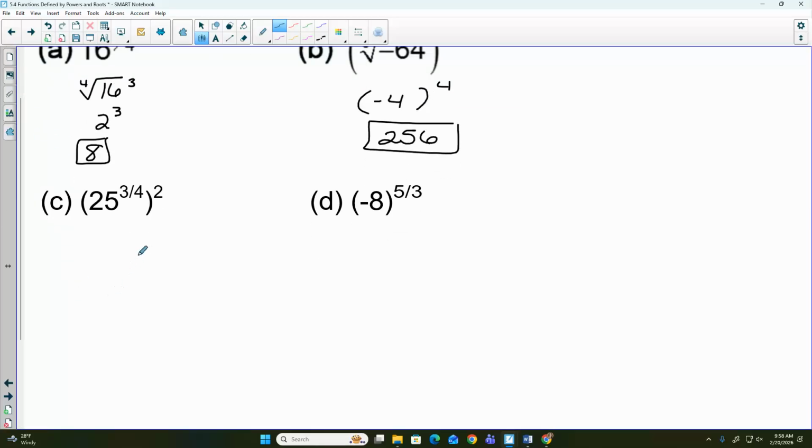C. So we have to simplify this. Exponent rules. If you have a power to a power, what do you do with those? Multiply. What is 3/4 times 2? 6/4 or 3/2. How do I write that with a radical?